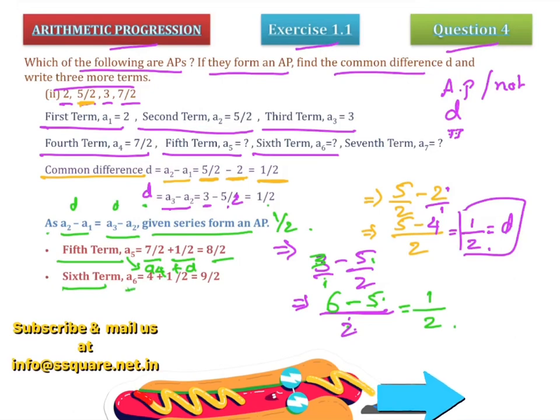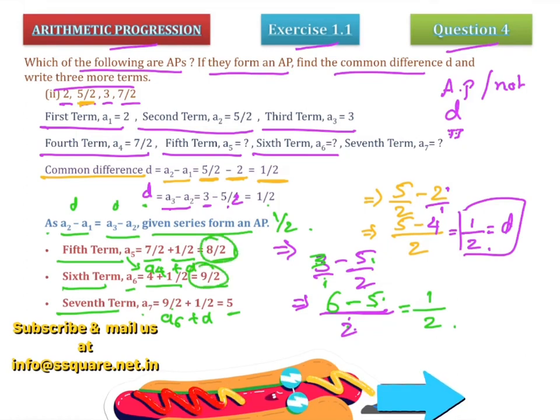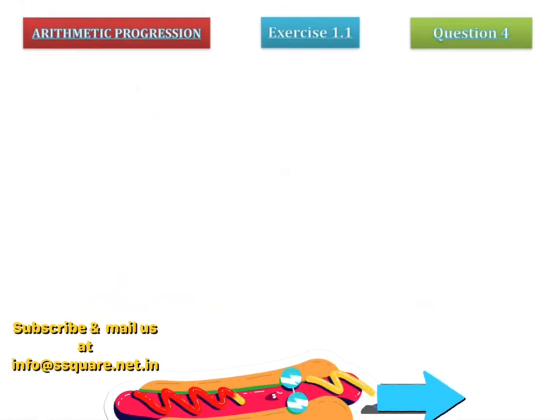Now the sixth term means a5 plus D, that is 9 by 2. Now the seventh term means a6 plus D, that is 9 by 2 plus 1 by 2, it becomes 5. These are the other 3 terms: 8 by 2, 9 by 2 and 5. Now I am going to write the series, that is a1, a2, a3, a4, a5, a6, a7.